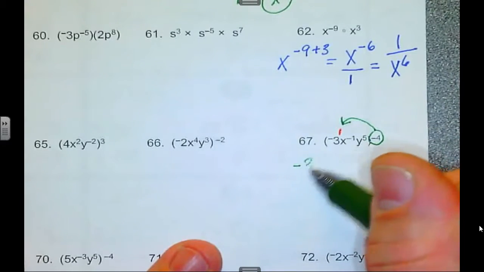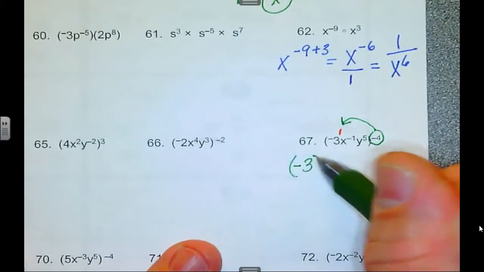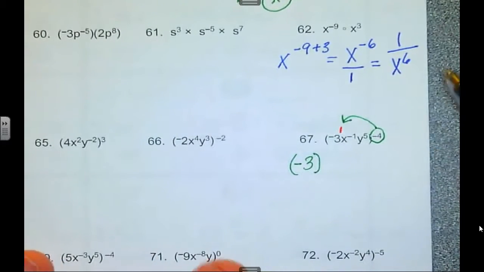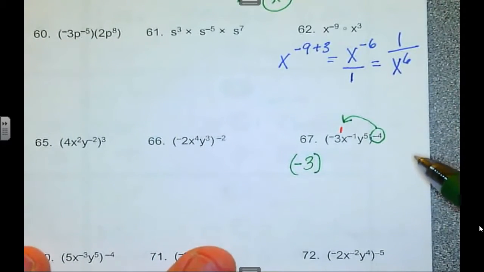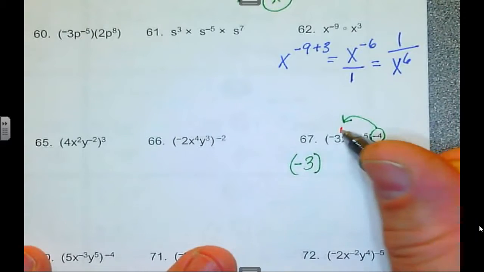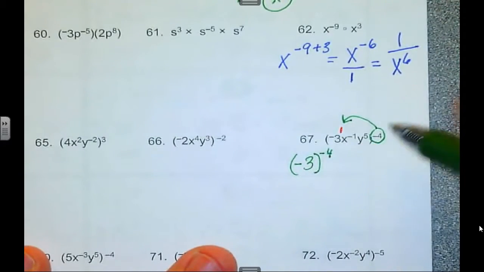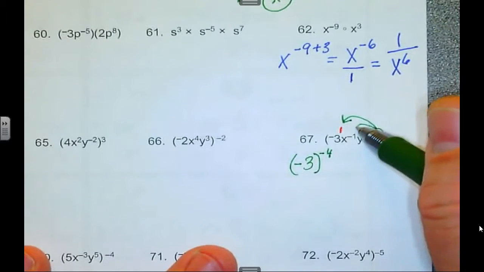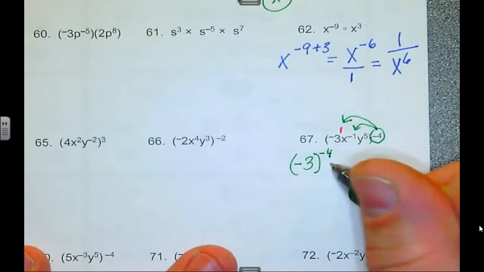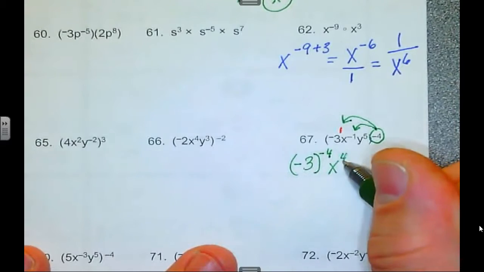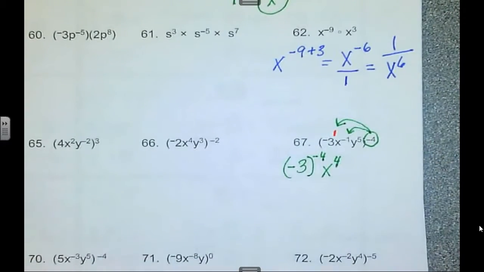So I have negative 3, and because I don't want to deal with negatives or positives with powers, I'm going to put all negative numbers in the parentheses. 1 times negative 4 is negative 4. X to the negative 1 times negative 4 is x to the positive 4. Yep. Yes?